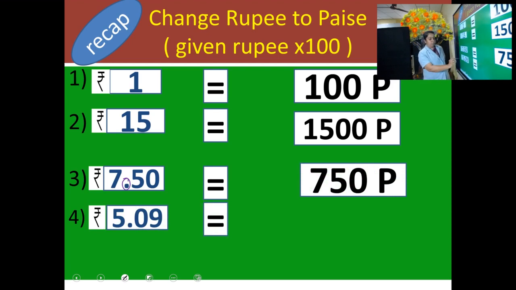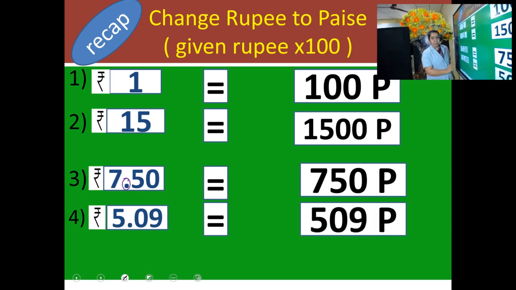Then fourth question. Rupees 5.09. This is a decimal. The concept of decimal we are learning in a later class. Is it clear? Now what we are doing, we did in the third standard. We are removing the point in between the numbers, isn't it? So what is your answer? Yes, 509 paisa.